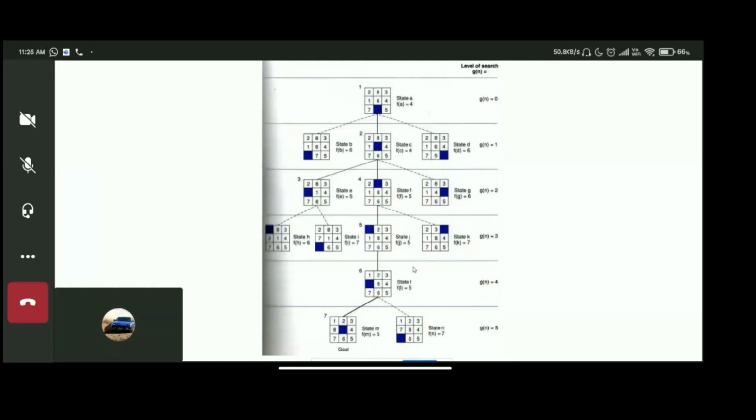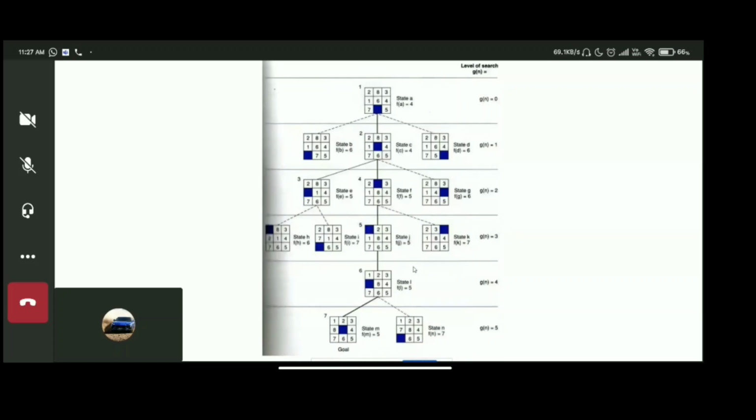So we are starting with the initial state. The score of the initial state is 4. See, at the initial state you can see g of n is equal to 0, so the heuristic function value is 4. That means 4 numbered tiles are not placed in the position where they are meant to be.